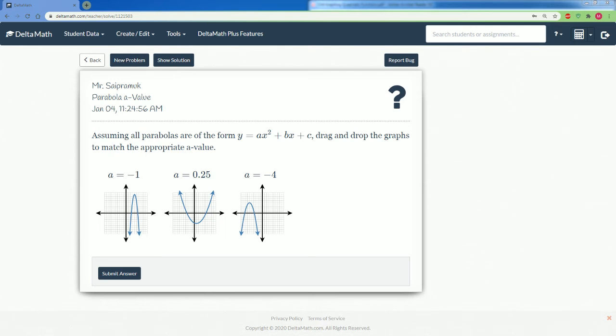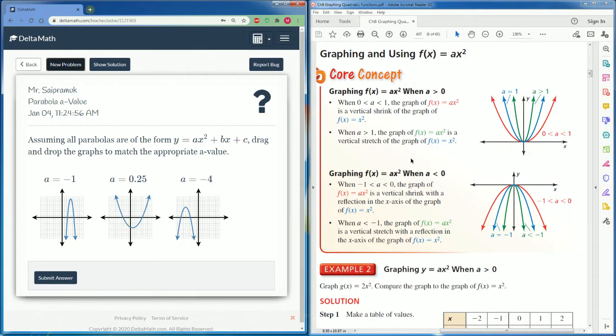Welcome, this is the Delta Math solution tutorial. Here we have the parabola a value. We're going to assume our parabolas are in the form y equals ax squared plus bx plus c, which is standard form. You're going to drag and drop the graph to match the appropriate a value. Should have these notes here from class.